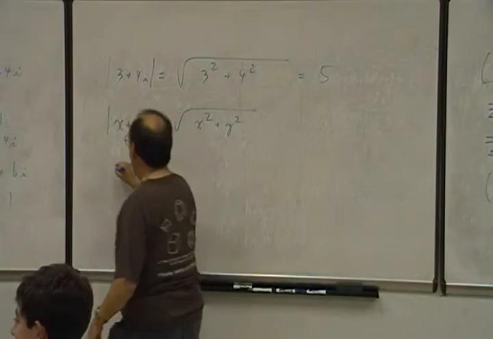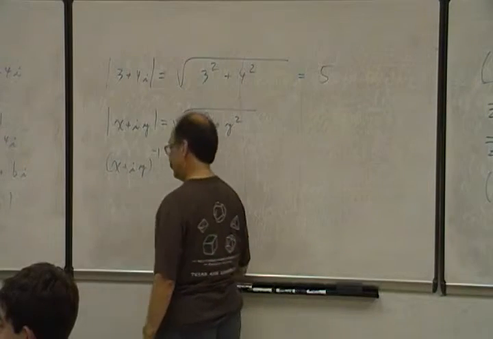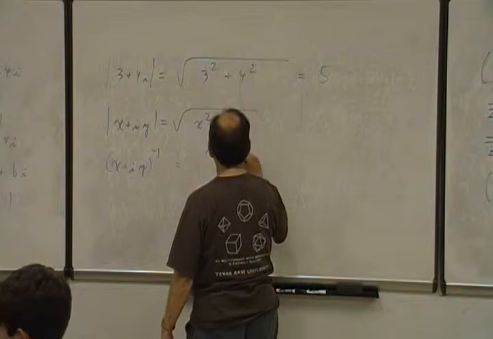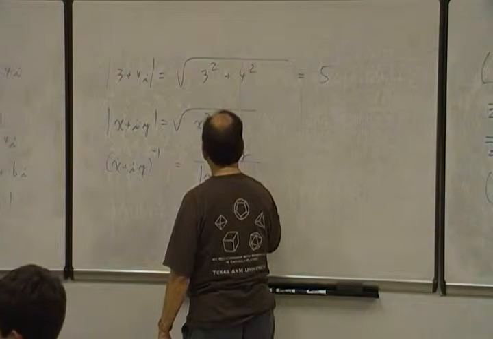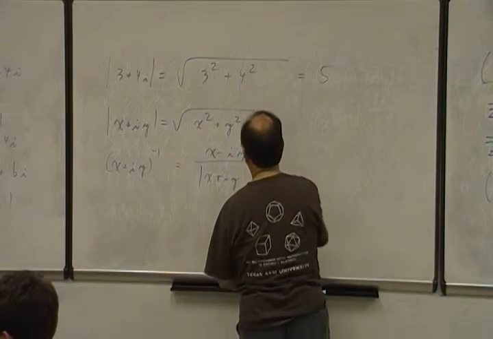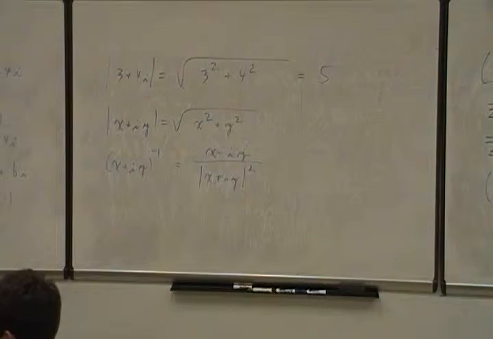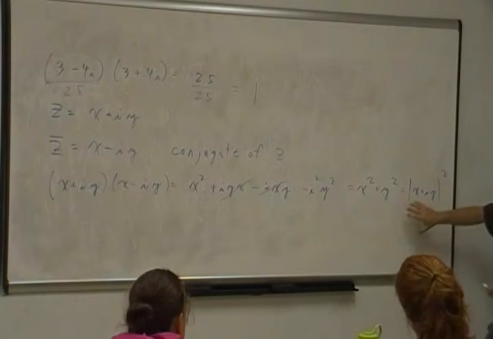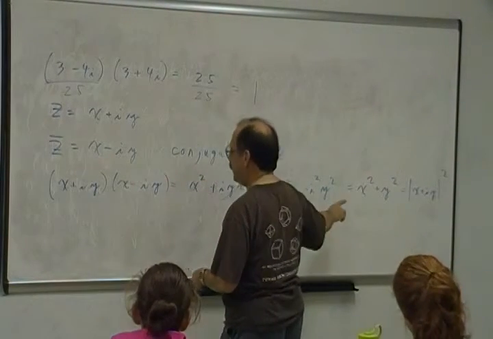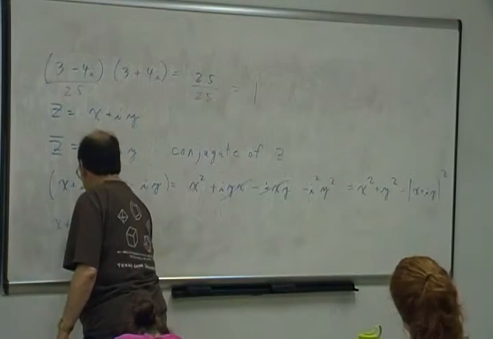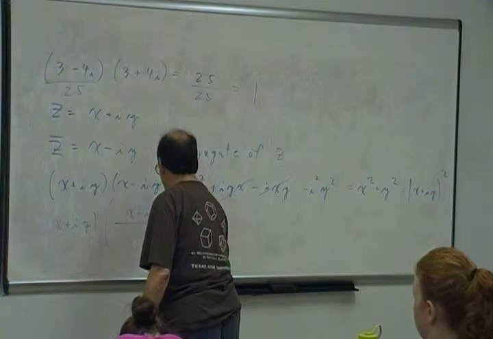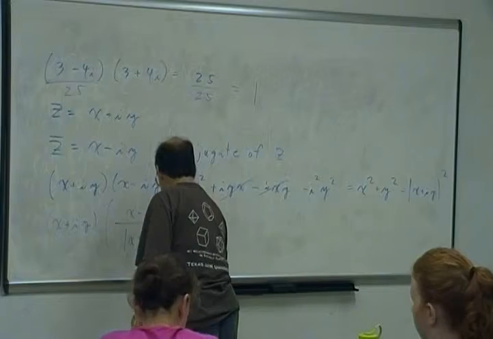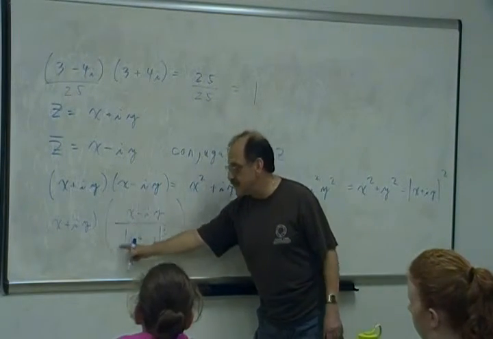Okay? So if I want x plus iy's reciprocal, it is x minus iy over the length of x plus iy squared. Look over here. Here I get x plus iy times x minus iy. Multiplied it all out, it came to be this, which is the length of x plus iy squared. So when I divide by this, I get 1. So I have x plus iy times x minus iy over the length of x plus iy squared is equal to 1. That is the reciprocal.